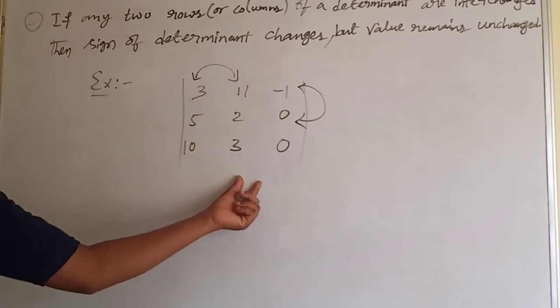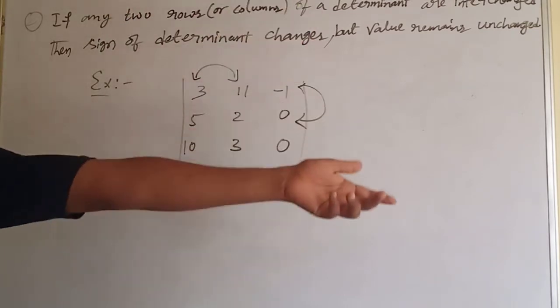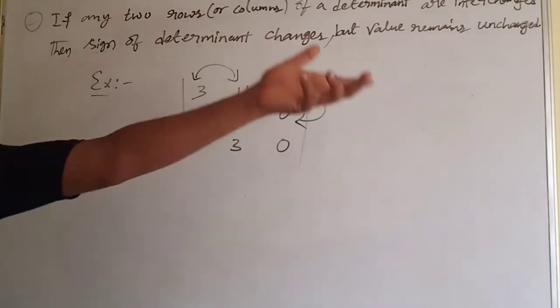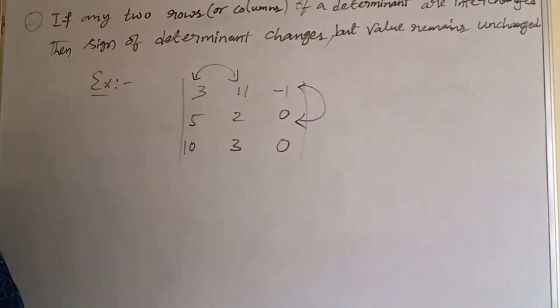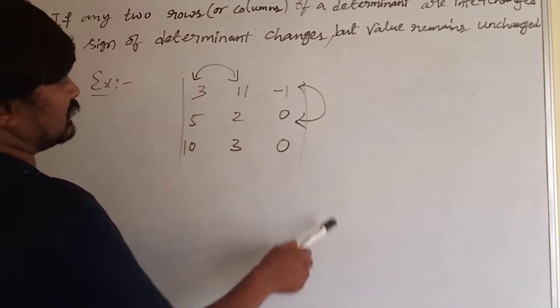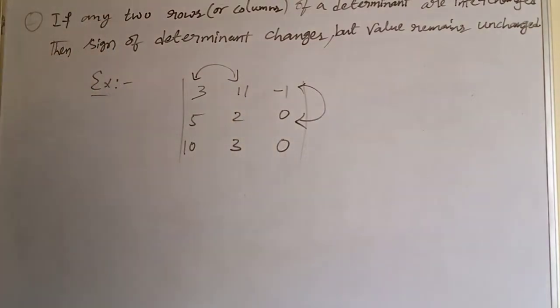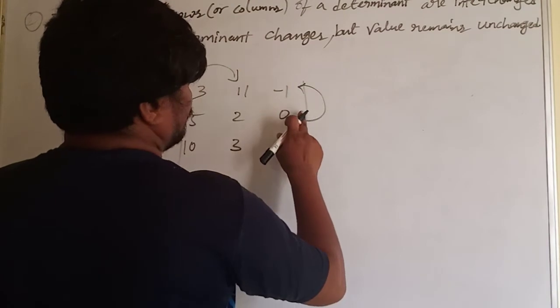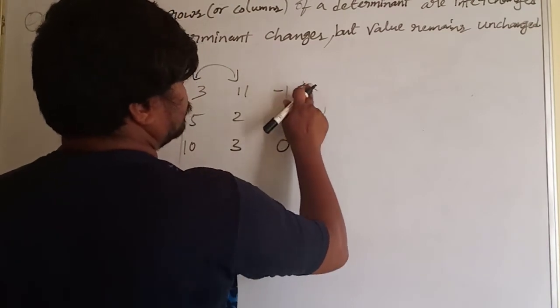Means if a plus answer is there in the beginning, you get a minus answer. If a minus answer comes, you get a plus answer. Let me check how to solve this. So here it is 3, 11, minus 1, 5, 2, 0, 10, 3, 0. So again, use Sarrus' method so that it becomes very easy for you. Now just observe.